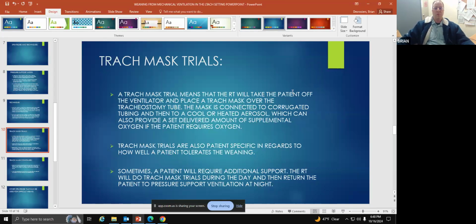You know, this isn't a race, and luckily, in the world of LTAC, we have 25 days or more to liberate the patient from the vent. So this isn't a race. We're not here to set the patient up to fail. We want the patient to succeed, and we're able to do that in this setting because the therapists have time to spend with the patient doing these slow trials and things like that.